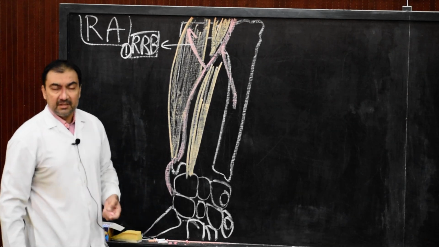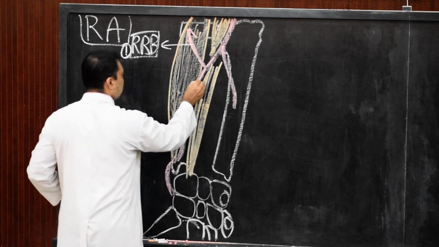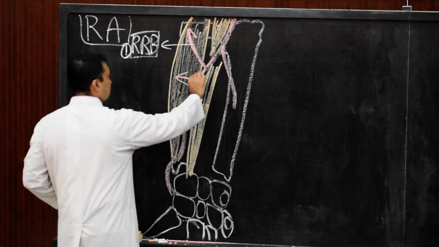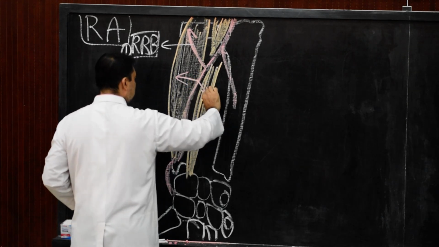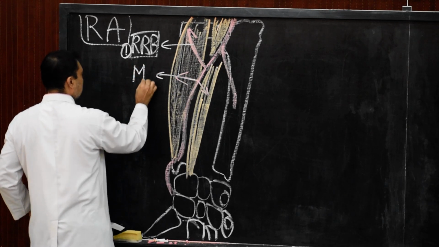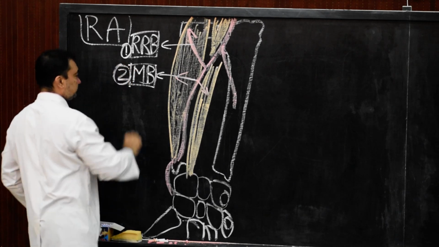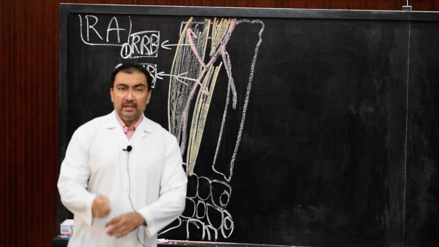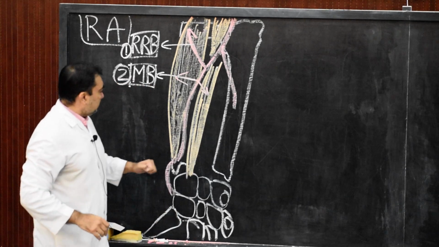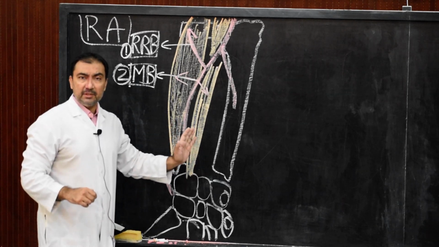Now the second branch: muscular branches within the vicinity, within the area. It will supply the muscular branches, and we are going to name these as the muscular branches of the radial artery, number 2. This is branch number 2. Then branch number 3.